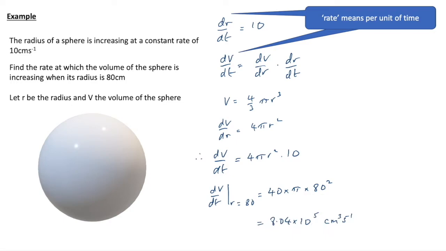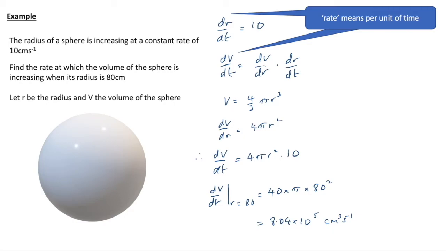We pop that into a calculator, or do it in our head if we're very good at arithmetic, and we end up with 8.04 times 10 to the power of 5 centimetres cubed per second. Notice, as I mentioned earlier, we stick the units in at the end. So that's one example of how we can use connected rates of change.